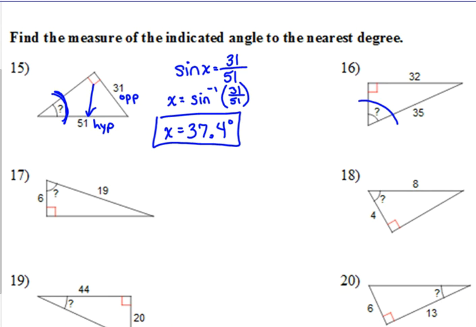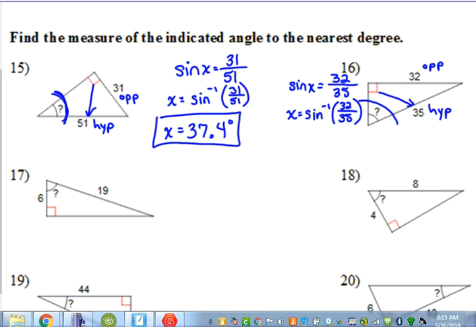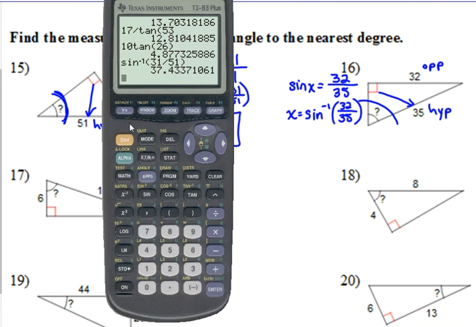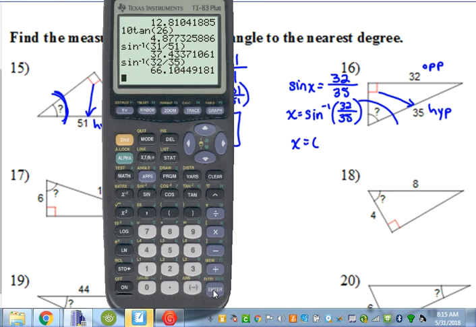All right, let's look at the next one. 35 is the hypotenuse. 32 is the opposite. So this is another sine. Sine of x is equal to the opposite over the hypotenuse. Yes, you have to get that in the correct order. If you don't, it's not going to give you the right angle. So second sine of 32 over 35. So x is 66.1.